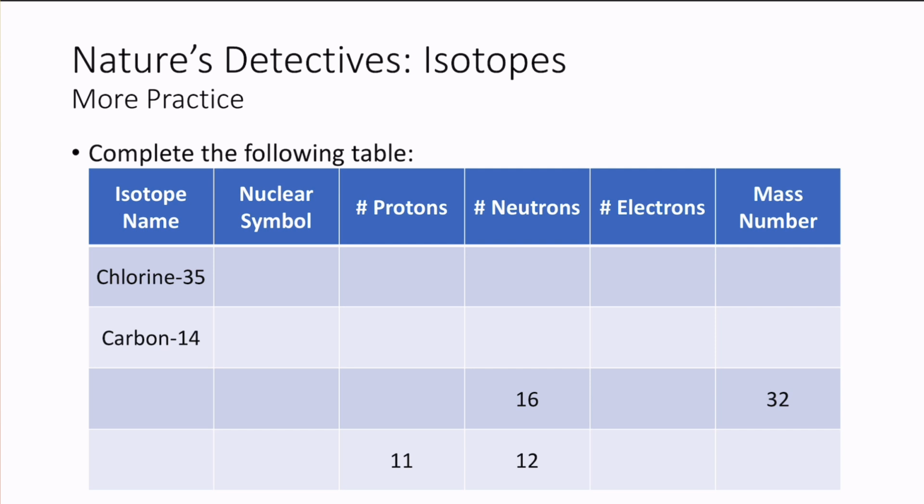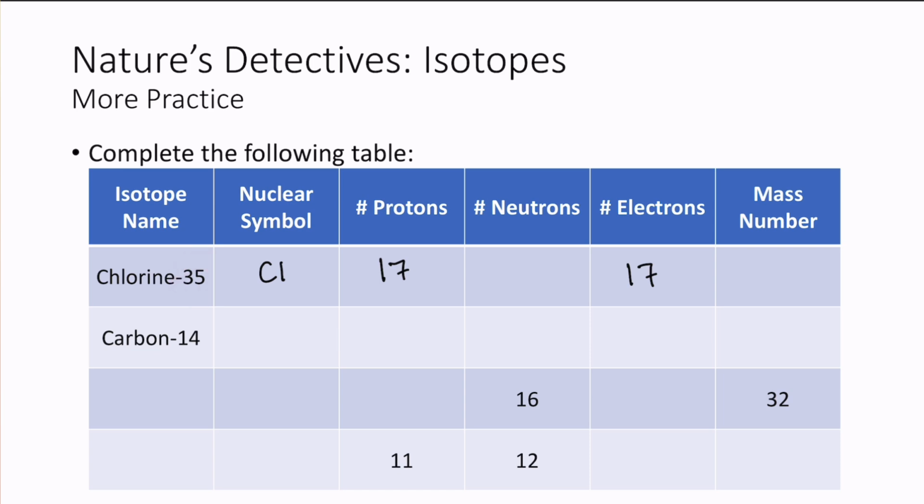All right, so my isotope name is chlorine 35. So I need to look up my symbol for chlorine, which is Cl. I can look on the periodic table to determine what the atomic number for chlorine is, and that will tell me the number of protons. So I have 17 protons. Well, I know this is charge neutral because there are no charges indicated, so the number of electrons also has to be 17. The mass number is provided for me right here, 35.